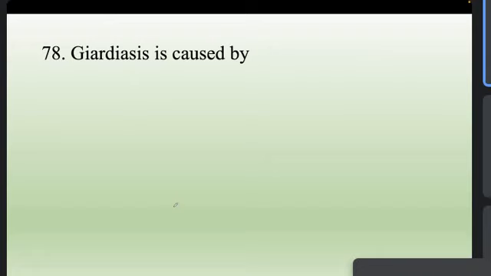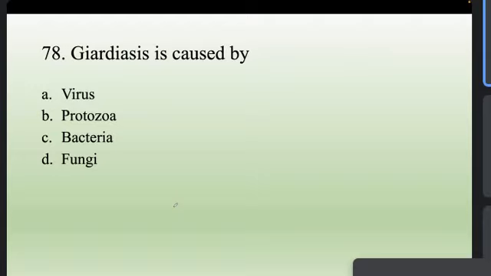Giardiasis is caused by a virus, a protozoa, a bacteria, or a fungi. Which one? Fungi. Bacteria. Bacteria. Okay, what is giardiasis? Any idea? It is basically dysentery.